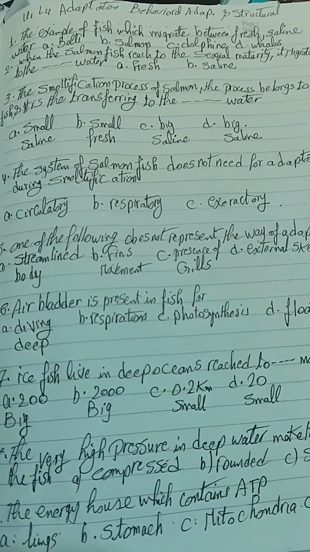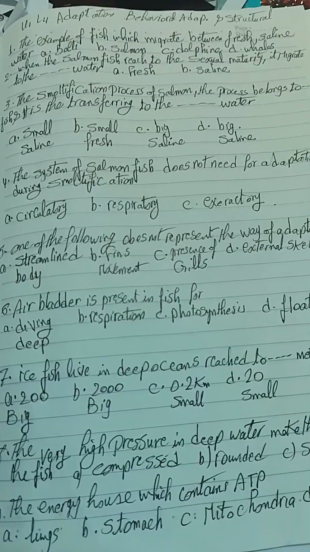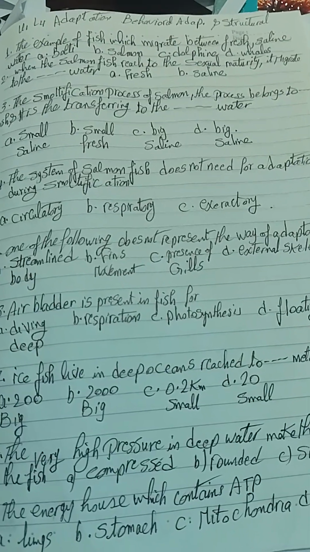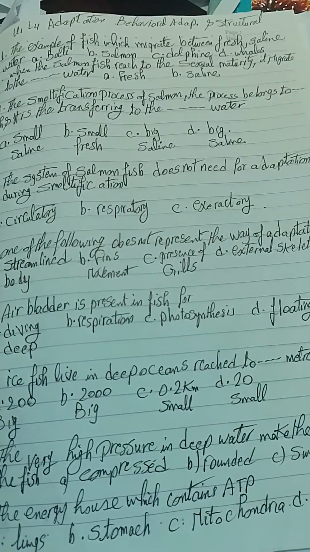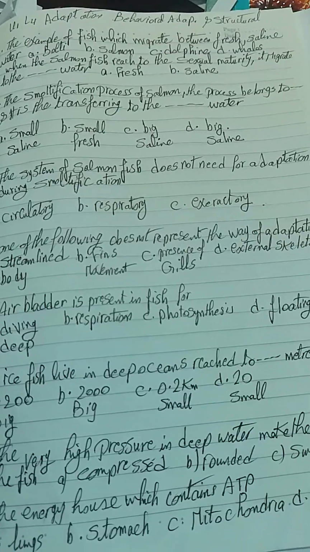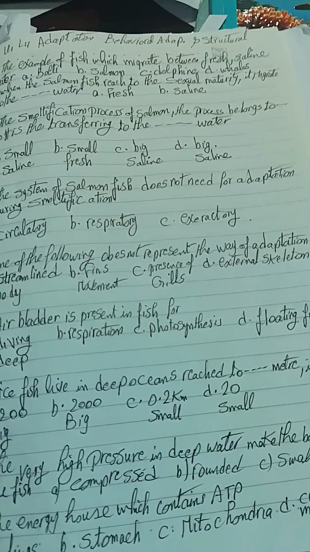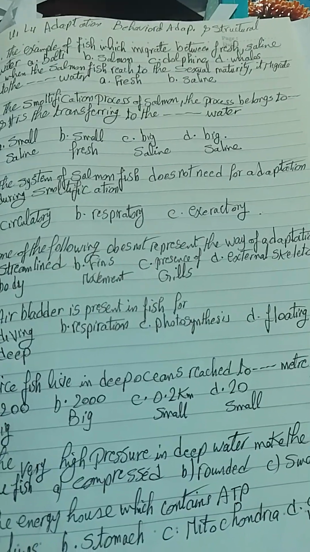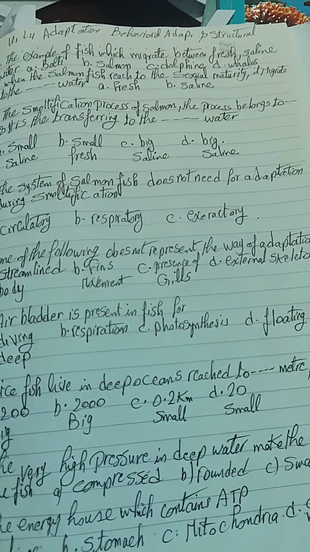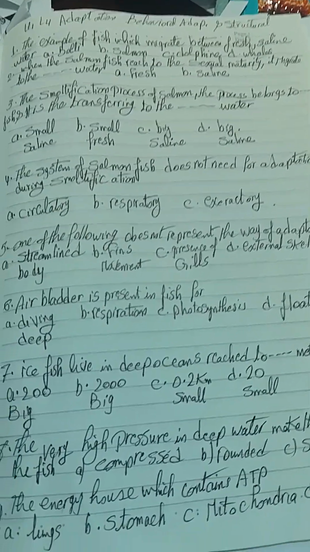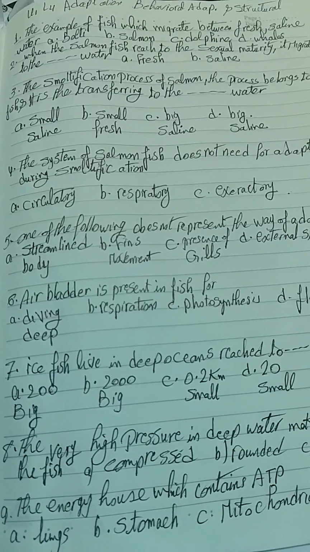Last paper of the exam. Example of fish which migrate between fresh and saline water. We studied the salmon. When the salmon fish reach sexual maturity, it migrates to the fresh water for laying eggs and hatching next.